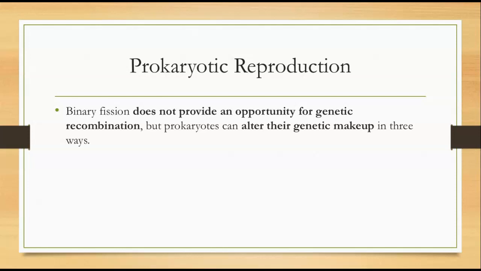Binary fission does not provide an opportunity for genetic recombination like sexual reproduction does, right? We talked about last time how that's one of the reasons why you don't look exactly the same as your brother or the kid sitting next to you or somebody on the street. You look quite different. You have similar features, but you look quite different. That's because of that genetic recombination. So binary fission doesn't allow for that to happen, but prokaryotes can alter their genetic makeup in three distinct ways. The first is called transformation, the next is called transduction, and finally conjugation. And we can talk about all of those right now.